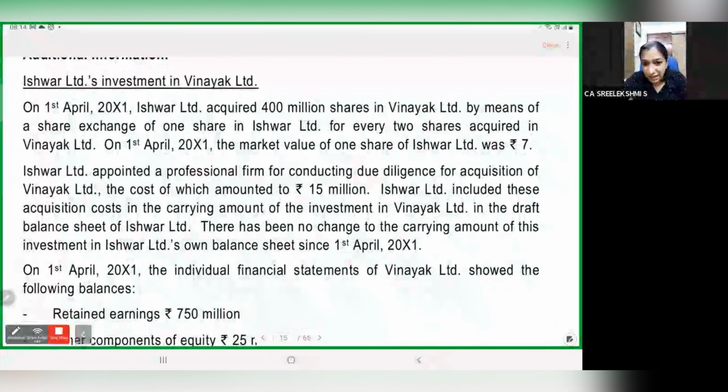The following matters emerged. So, let's read this. What is given? Property having a carrying amount of 800 million, of which land component 350 and building component 450. 350 plus 450 together, 800 million is the carrying amount. Had an estimated fair value of 1000 million. Land component 400 and building component 600.